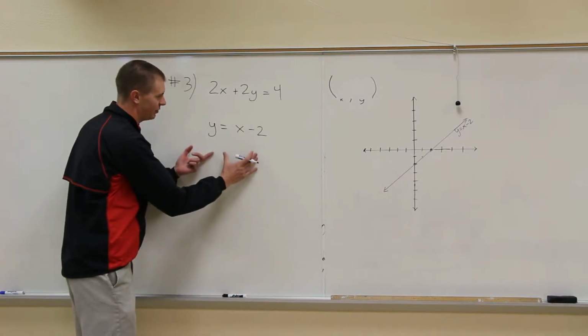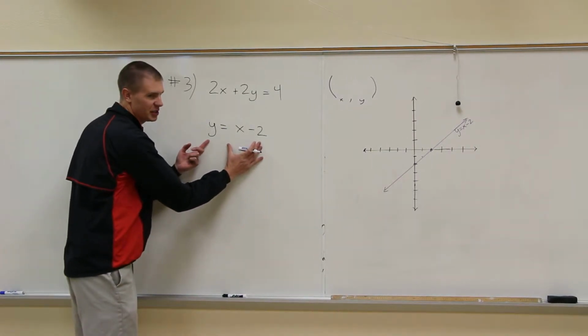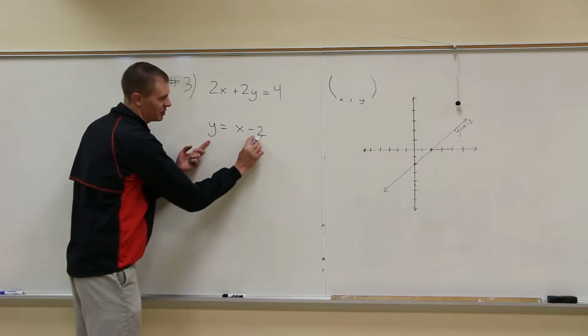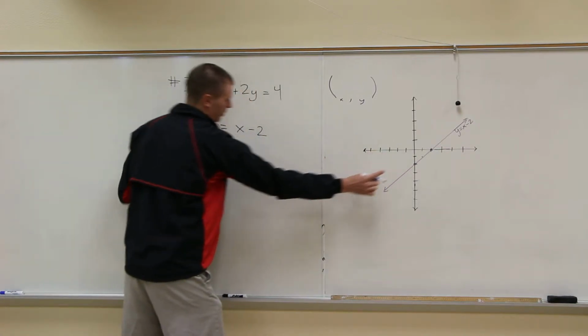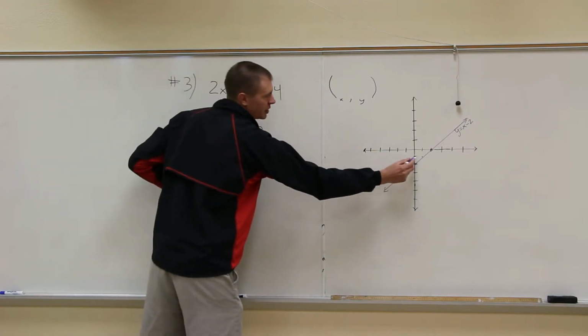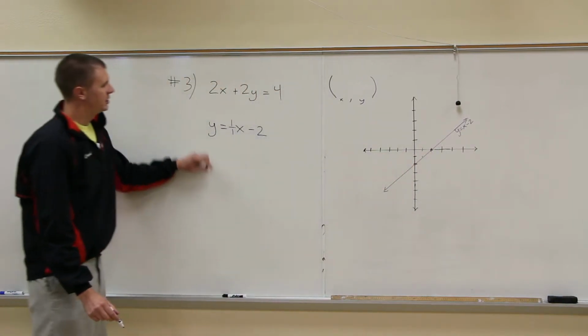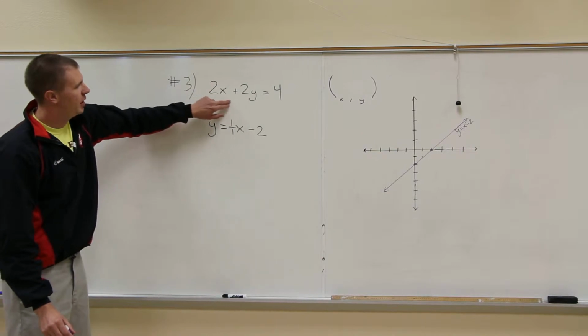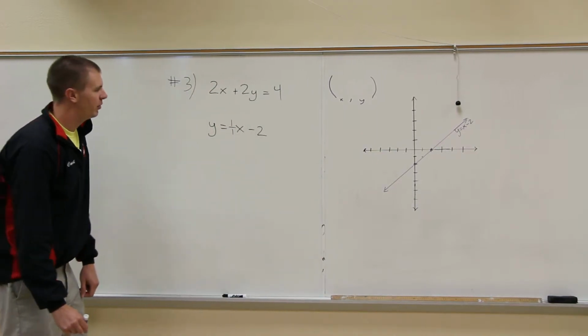I've actually already graphed one of these lines. Notice this is in slope-intercept form. My intercept starts at -2. My slope tells me to go up 1 over 1. So I've already graphed that line here. This guy's a little harder though. This one we've got to put into slope-intercept form before we can start graphing.